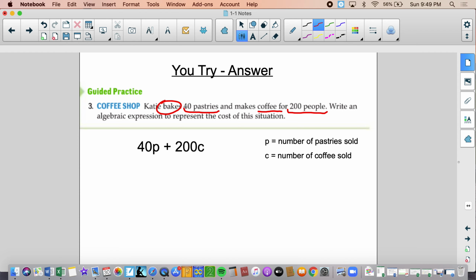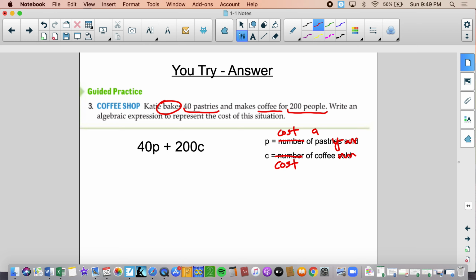Times 40, right, represent the cost. Oh, this is bad. This is not the number. This is the cost of a pastry, and this is the cost of a coffee. See? Remember how I told you that everybody's going to make mistakes? Even Mr. Mac. So I made a mistake. I made a boo-boo right there.